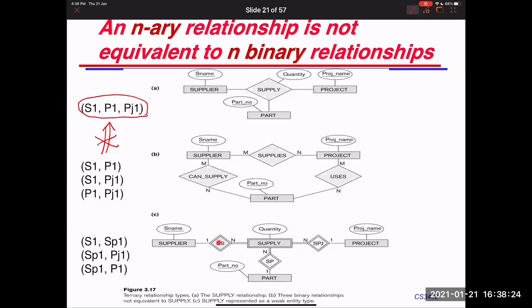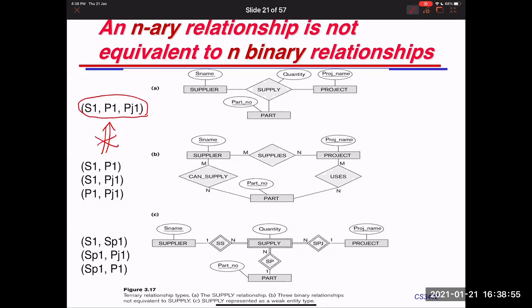So the names of these relationship types down here, SS, SP, and SPJ, are just names I have to give them. I'm just going to use the first letter of this entity and the first letter of this entity and so on, some abbreviation. So SS stands for supplier supply, SPJ stands for supply and project, and SP stands for supply and part. Okay.